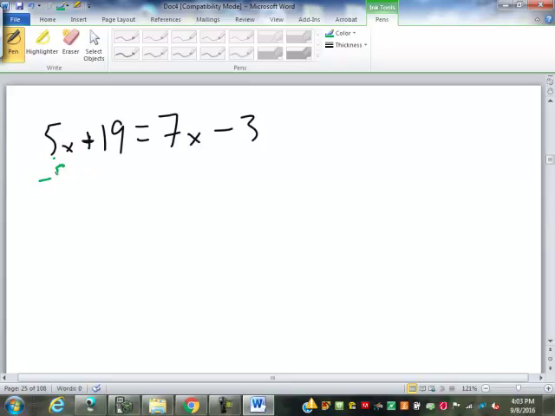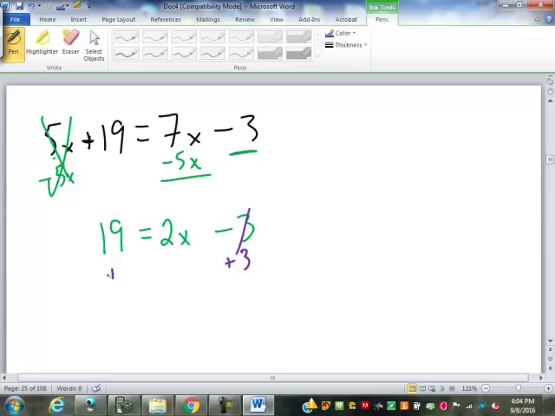So I'm going to get rid of it. It's a positive 5x, so I'm going to subtract 5x to make it go away. Leaves me with 19 on that side. I have to take 5x from the other side as well. The only place I can do that is from the 7x. 7x minus 5x is 2x. We still have the minus 3 there. Solving this, what do I do next? Add 3. So 22 equals 2x.